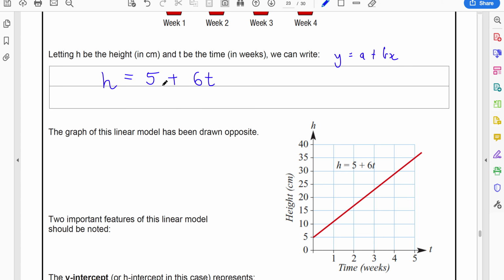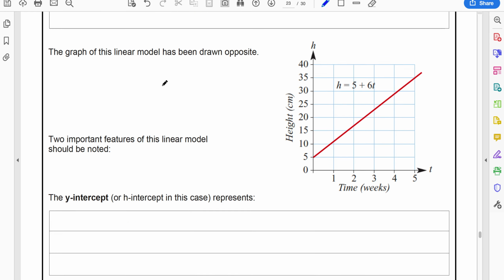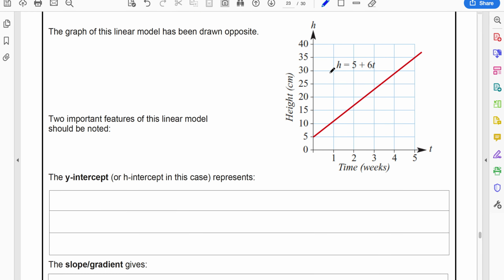and then we'll add it to that original height. Now, the graph of that has been shown, and as you can see, it's already here, h equals 5 plus 6t. We see the y-intercept here at 5, and if we were to take the gradient of this line, we would find that it has a gradient of 6. So it's hard to see here, but basically as you'd move across 1 week, we've gone up 6 units, so it's gone up to 11. And then if we go across again, it would have gone up another 6, so it's gone up to 17.